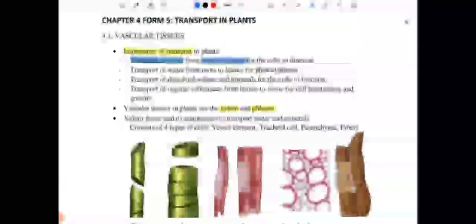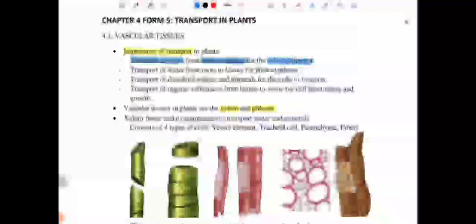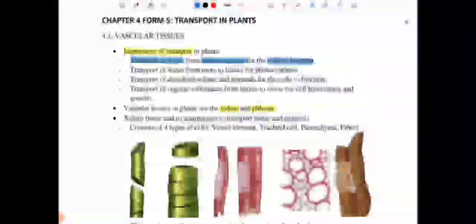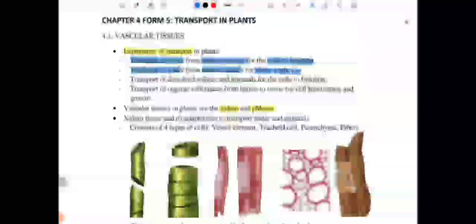So to the tissue so that the cell can function. The cell has to undergo a lot of biochemical reactions. So for the cell to undergo all these reactions to maintain its functionality, it must have water. So for water to reach the cell, xylem is important.